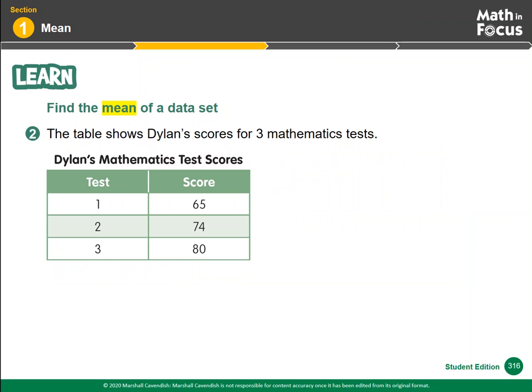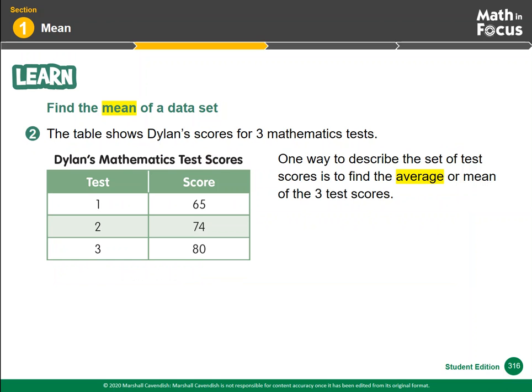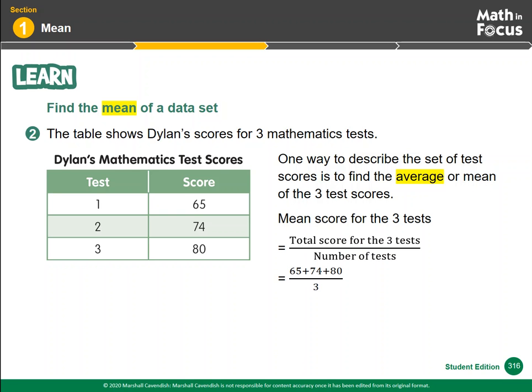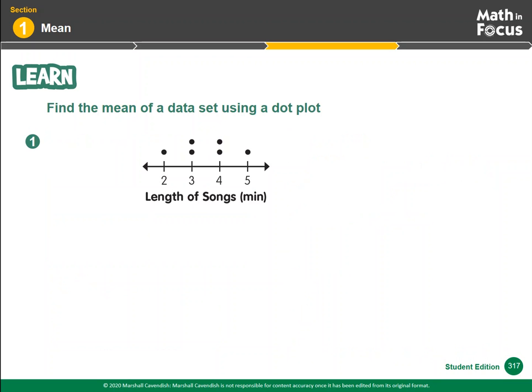So for example, the table shows Dylan's scores for 3 mathematics tests. He got a 65, a 74, and an 80. One way to describe the set of test scores is to find the average, or the mean, of the 3 test scores. We're going to add up the 3 tests and divide by 3. So 65 plus 74 plus 80 equals 219. We divide that by 3 and find the mean, which is 73. So Dylan's mean score for the 3 tests is 73. Another word for mean is average.